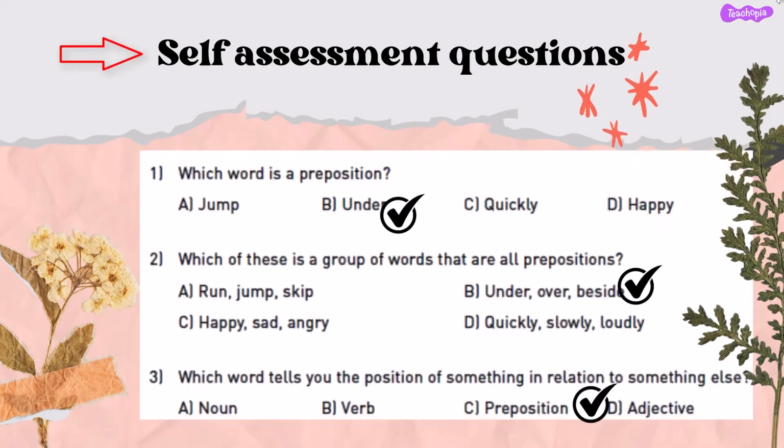Self-assessment questions that follow are designed to check the learner's knowledge. Here are the answers for a few questions. Which word is a preposition? Under. Which of these is a group of words that are all prepositions? Under, over, and beside. Which word tells you the position of something in relation to something else? Preposition.